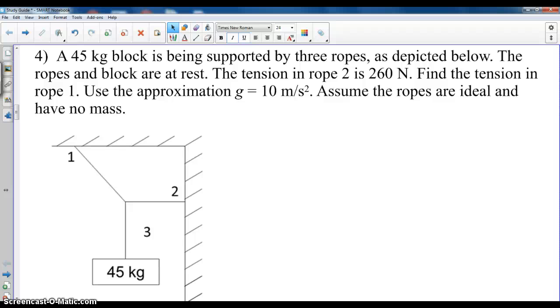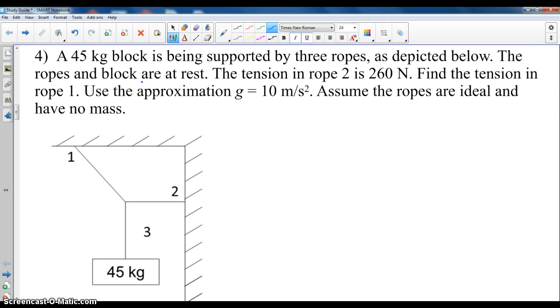Okay, here we are. We have a series of problems involving three strings. I'm going to go pretty quickly through these because we remember them from last time, from when we covered them. First, we have a 45 kilogram block being supported by three ropes depicted below.